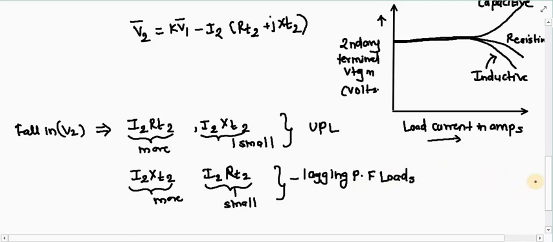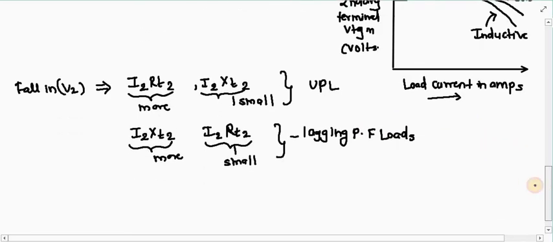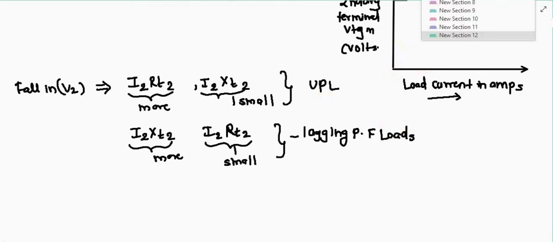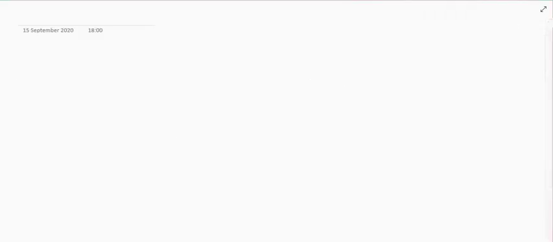Then when power factor is leading, the secondary terminal voltage actually rises on the load. And how it is rising, let us see it with the phasor diagram. So first of all, I will draw the phasor diagram for unity power factor load. Then I will draw the phasor diagram for lagging power factor load. Then we will come to know how your secondary terminal voltage is falling down or rising up.